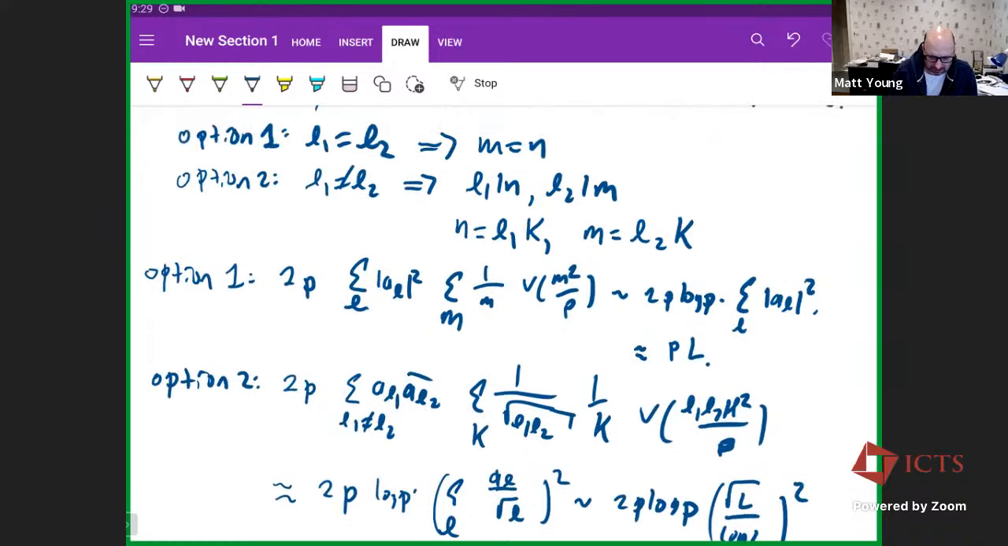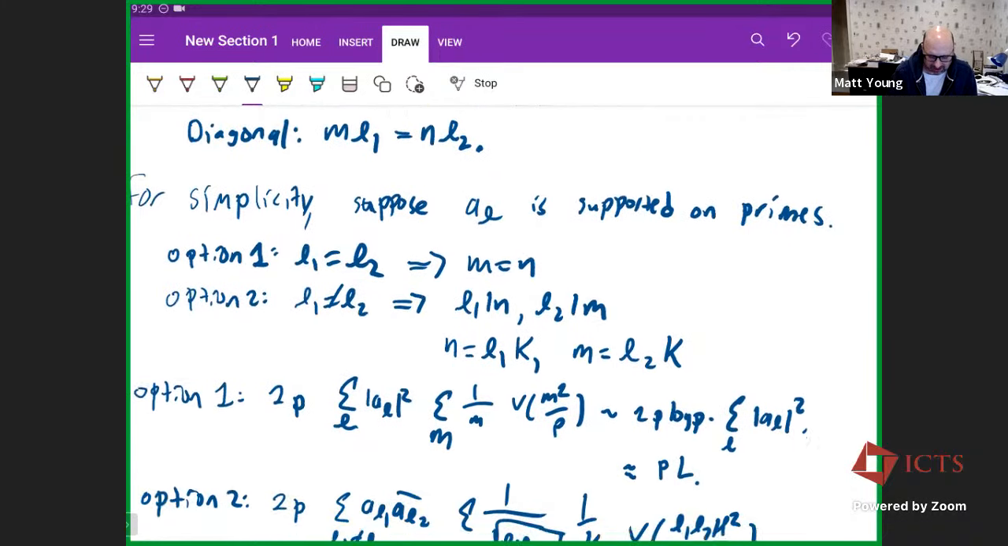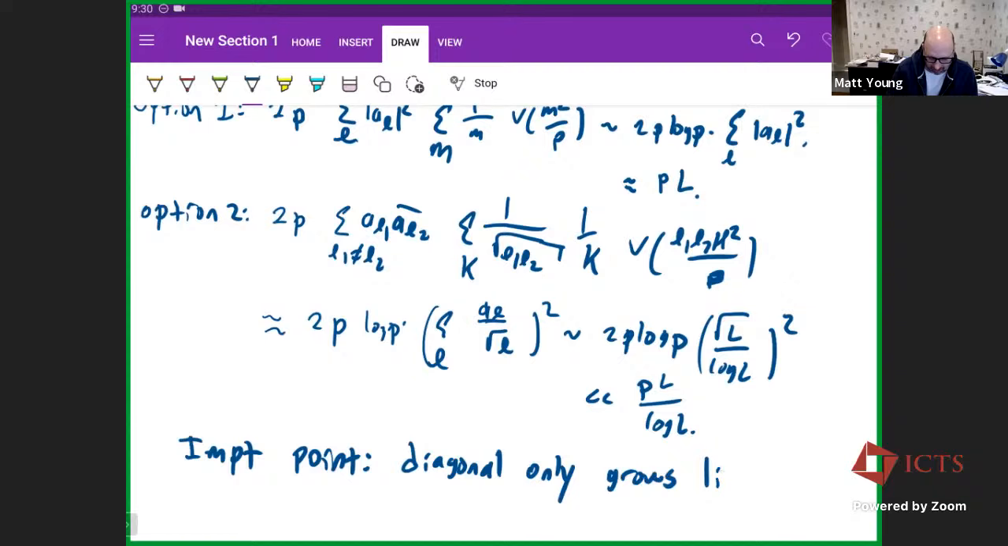Okay, so that's good. It's a very important point that this only grows linearly in L. So this is an important point: the diagonal only grows linearly in L.